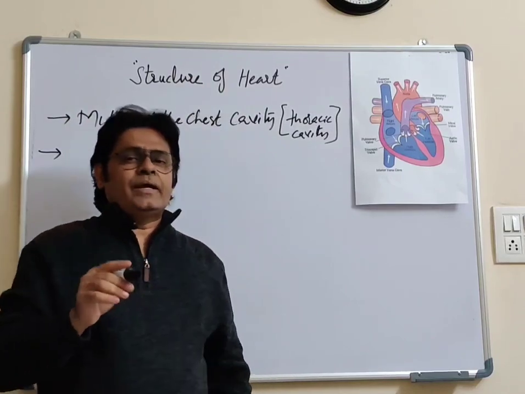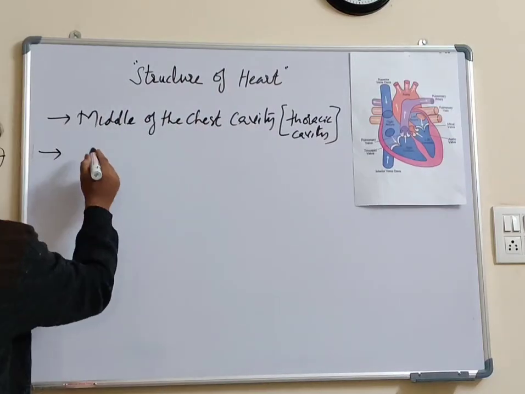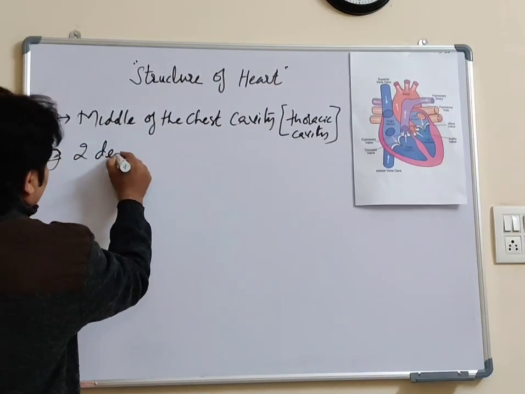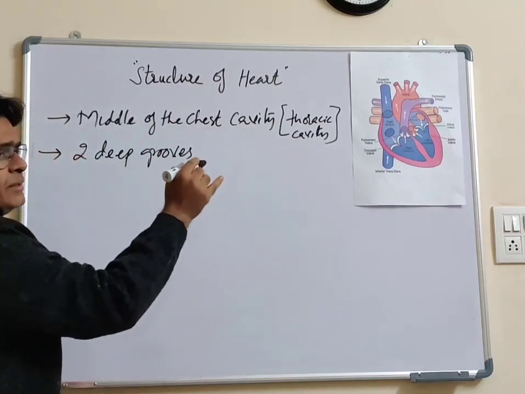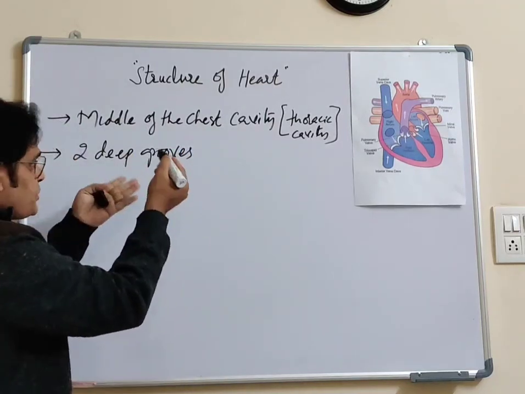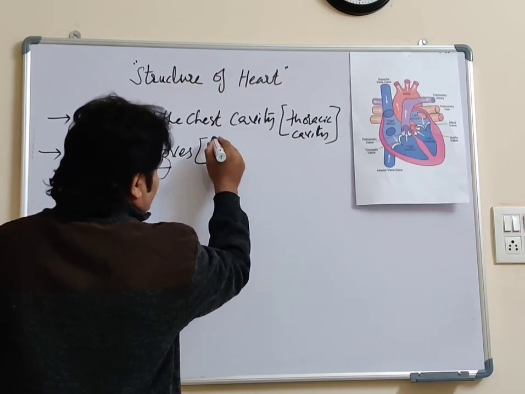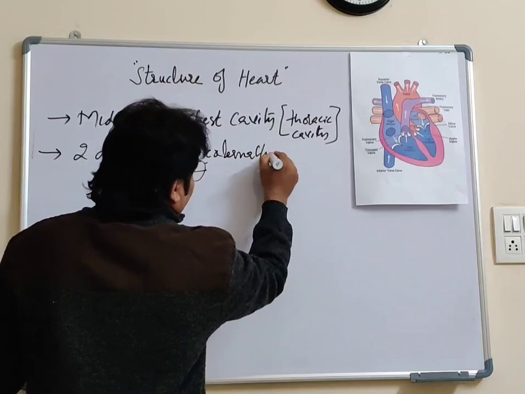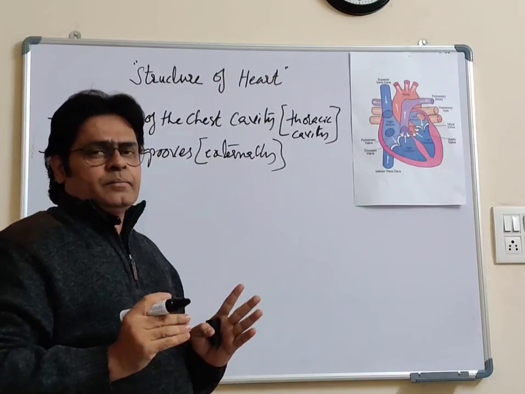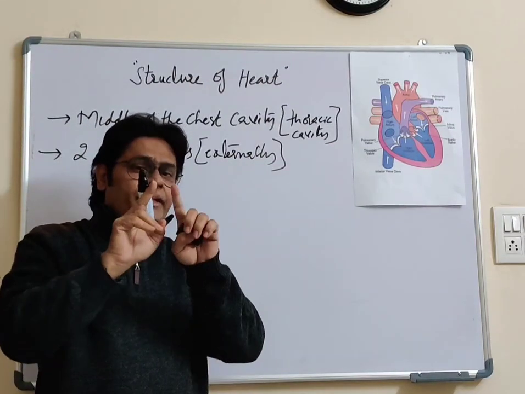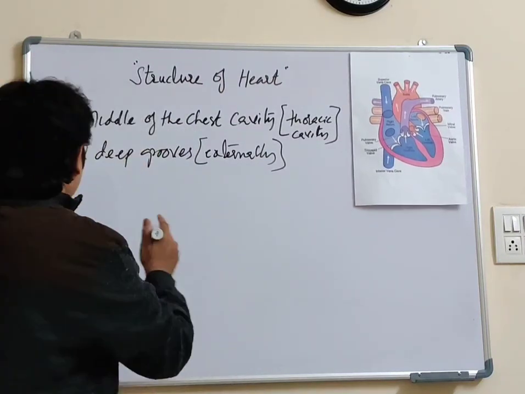On the heart also we have grooves. Two deep grooves will be there, horizontal and vertical. Next you can write that 2 deep grooves are present externally on the heart, which can be seen clearly, and which indicates that internally the heart is divided into 4 chambers. Now what are the 4 chambers here?